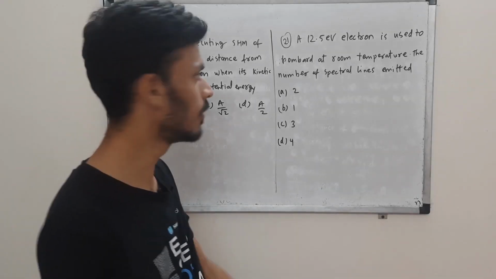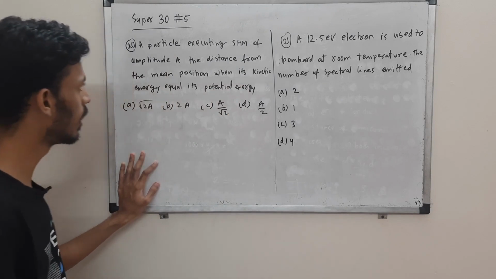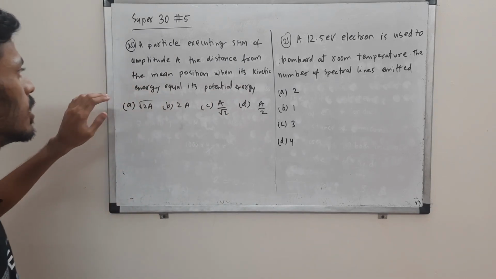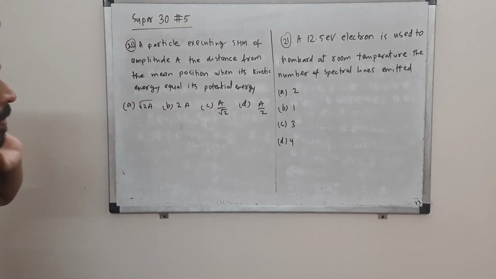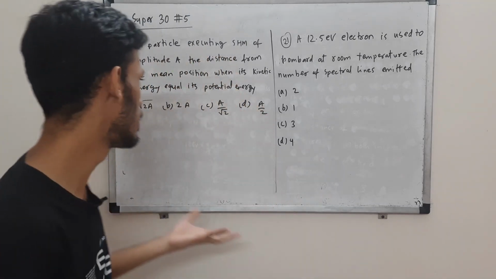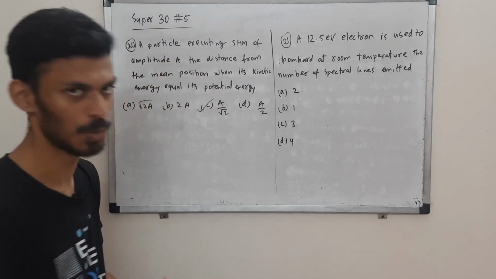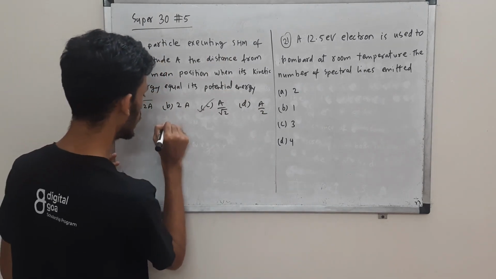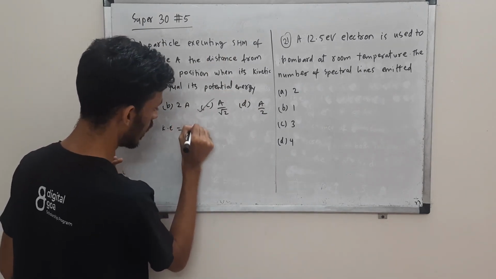Question 20 and 21 over here. In this question, we are asked at what position the kinetic energy and potential energy for SHM will be equal. Some of you might know it as a standard question, and the answer will be amplitude by root 2. The way to do it is you just have to equate kinetic and potential energy.